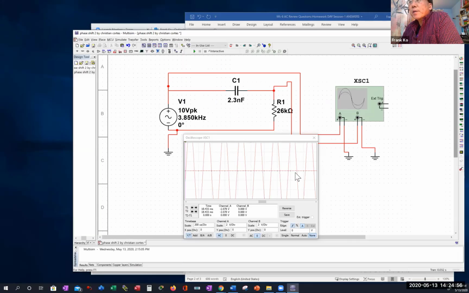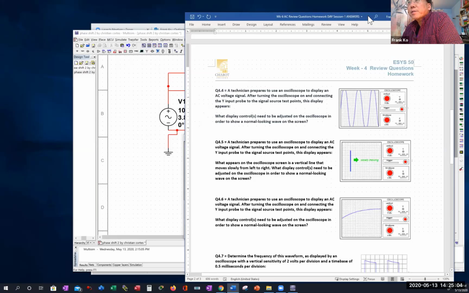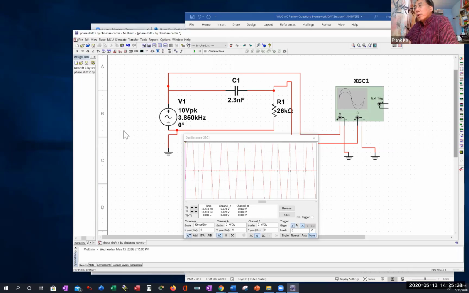Does this oscope display look like question number 4? I got a bunch of cycles and I can't see the peaks. So after turning on the oscope, this is what we have. So the question is, what display control, and see in parentheses, there's an S because there may be more than one, do you need to adjust as a technician in order to show a normal looking waveform on the screen? So the question goes to Pauline. What do you think we're going to need to do to make this more normal looking?